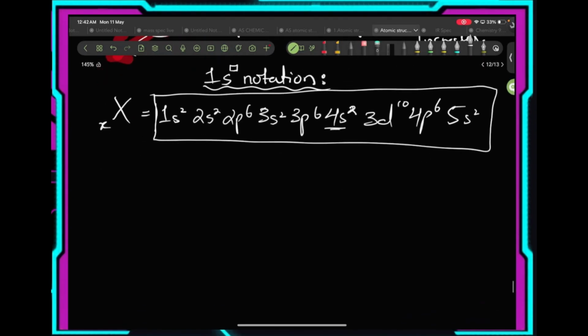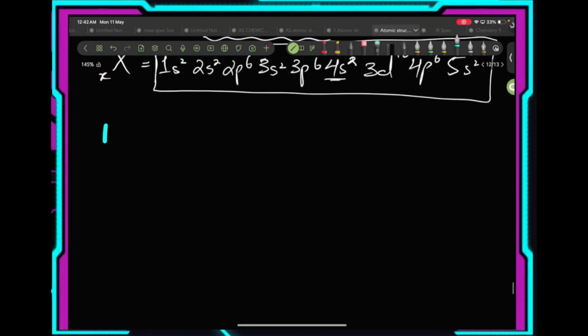Clear? Okay. Now let's write down the rules that you need to follow. Rules for EC. What's EC? EC is electronic configuration. Electronic configuration is the rules that you need to follow.